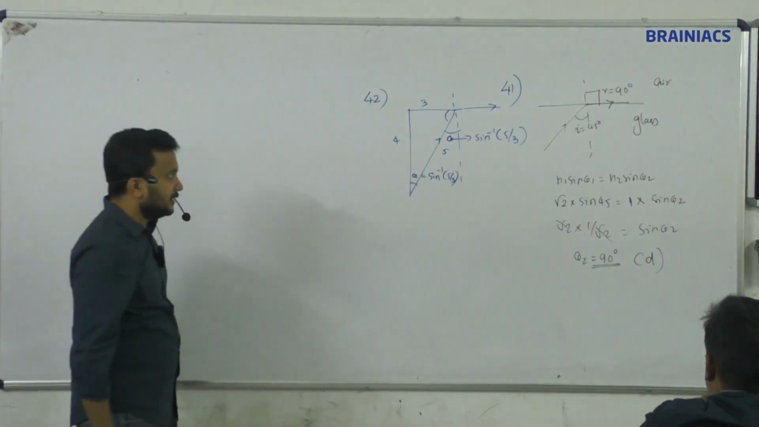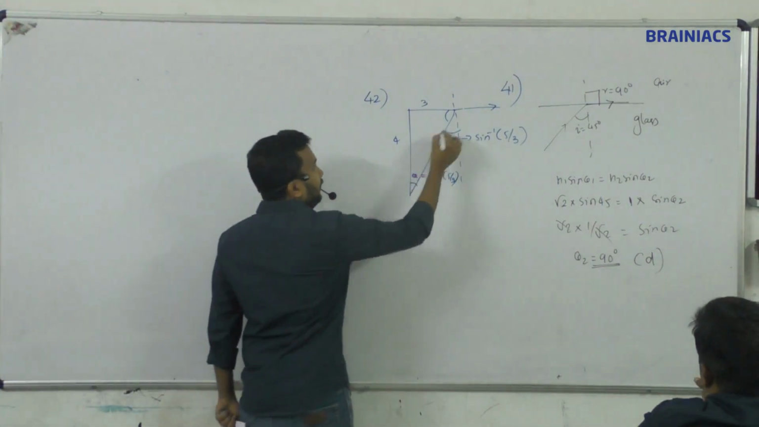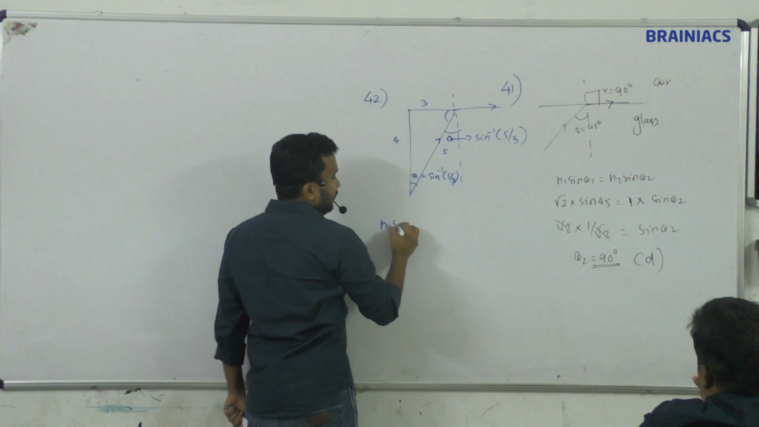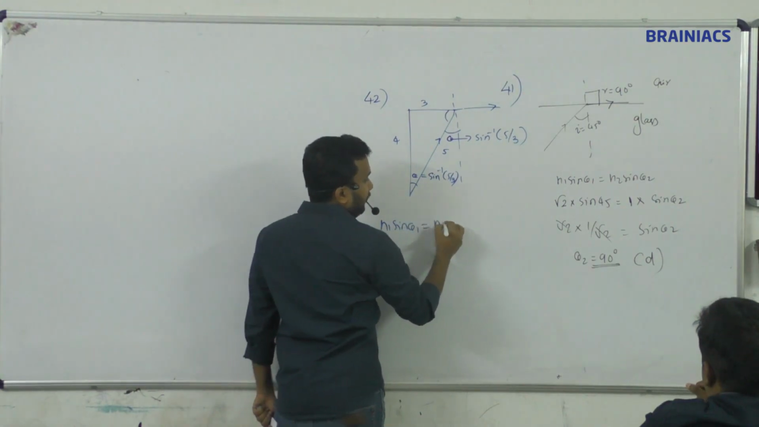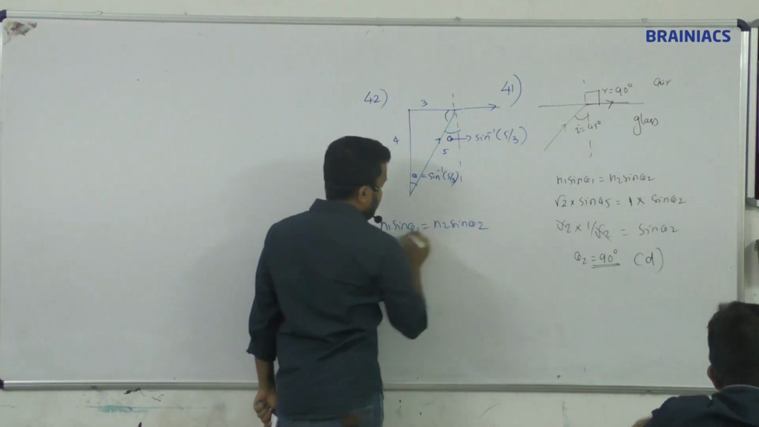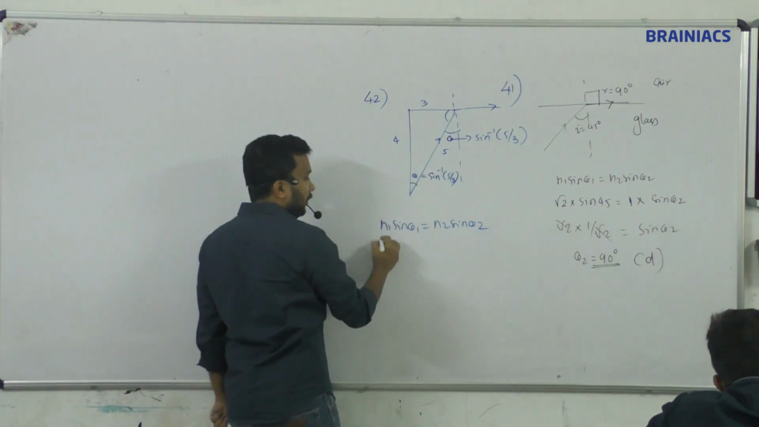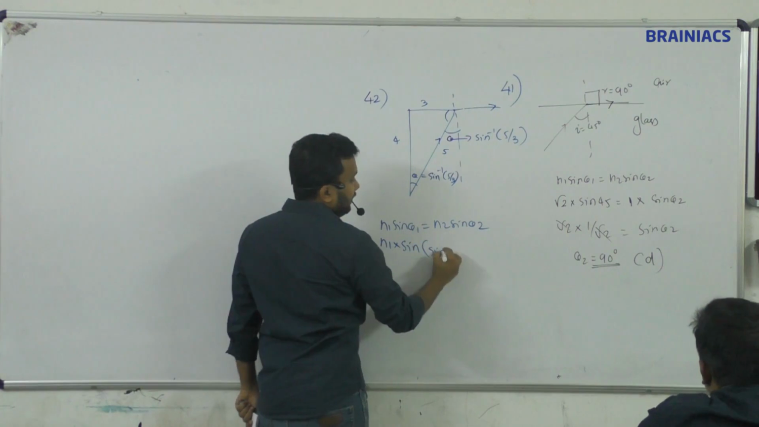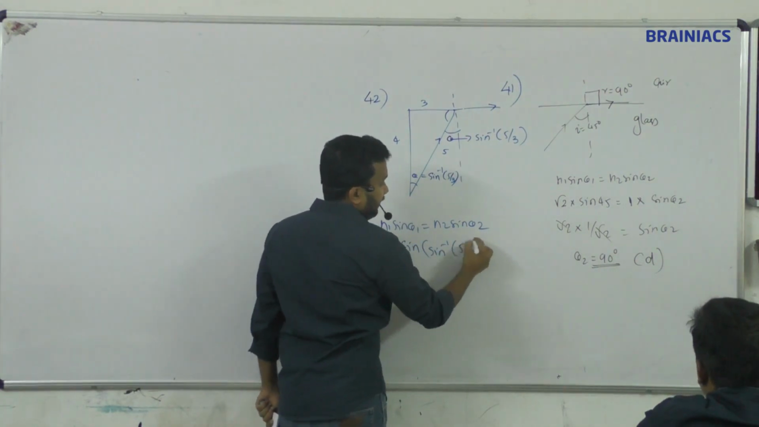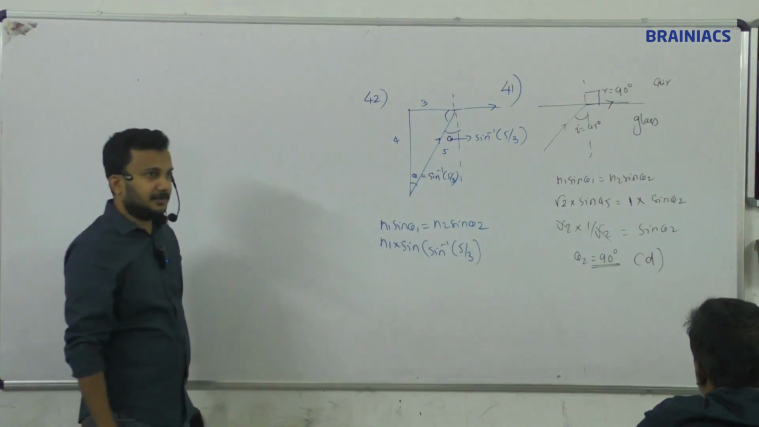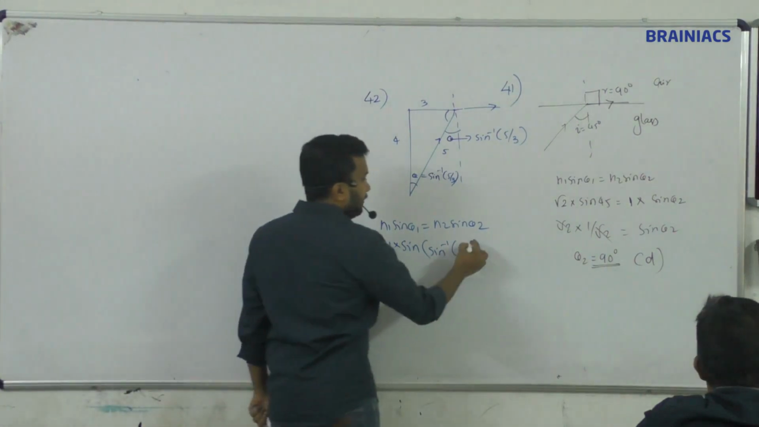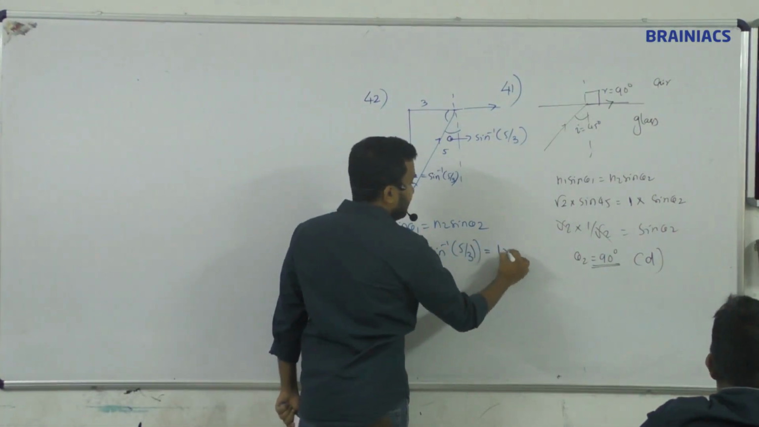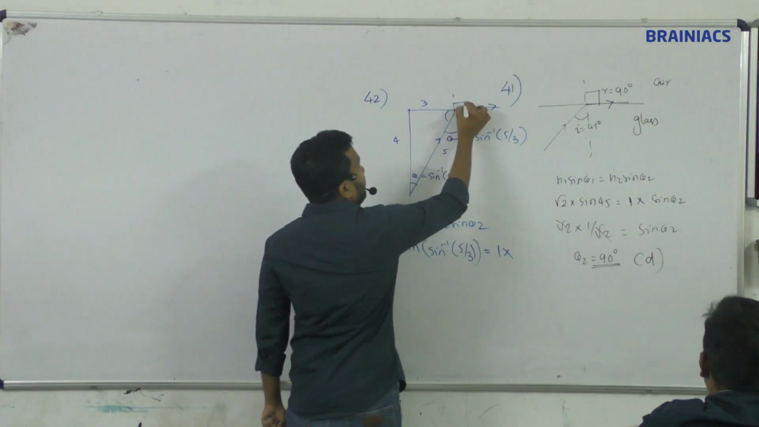We'll apply Snell's law. N1 into sine theta 1 equal to N2 into sine of theta 2. N1 is the refractive index of the liquid, we don't know. N1 sine of theta 1 is what? Sine inverse of 5 by 3. Correct? Theta 1 is sine inverse of 5 by 3, which is equal to N2, air, into sine theta 2 is 1.